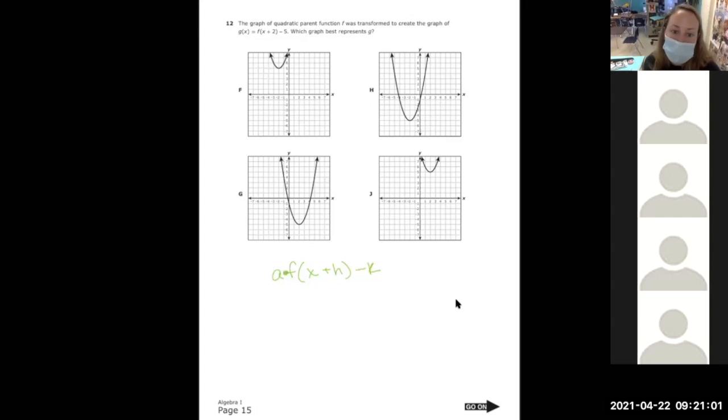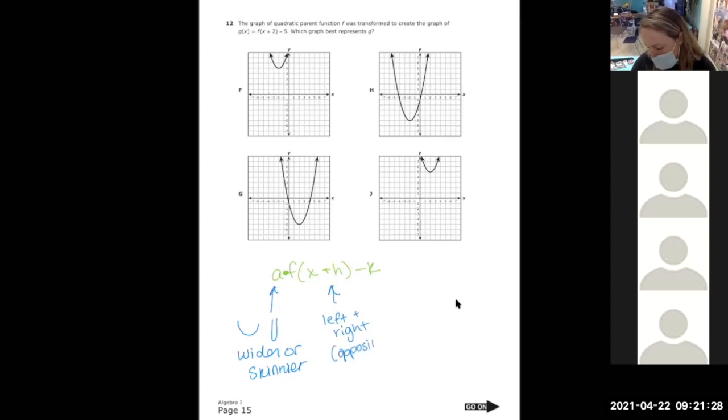The f you ignore. Remember, f of x means the function of x, okay? So whenever we have a number in front of it, that means it makes it wider or skinnier, okay? Wider or skinnier. H is going to move it left and right. And it's the opposite of what you would think. So plus is left, minus is right. And K is up and down. So whatever number comes after the parentheses moves it up and down. Inside of the parentheses goes left and right. And in front of the parentheses is wider or skinnier, okay?